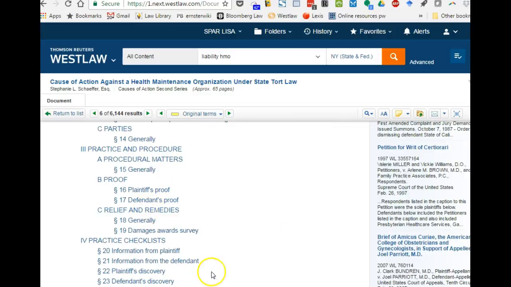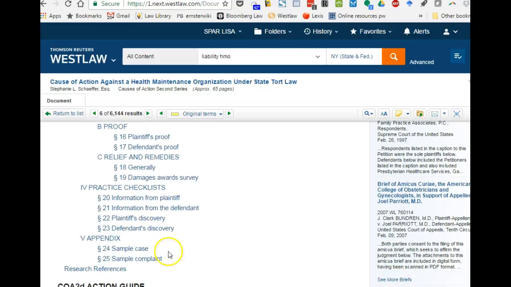So what's the proof? Again, relief. Practice checklists. Checklists are hugely useful in litigation, but I think also in transactional practice as well. They come from experts in this field who know what the different important aspects of practicing in this area are. So what information might you want to make sure to get from the plaintiff, from the defendant? Checklists on discovery. A sample complaint. You're in litigation, you're representing our client, the plaintiff. Here's a draft complaint, not just a generic one, but one specific to a state cause of action with regard to HMO tort liability.